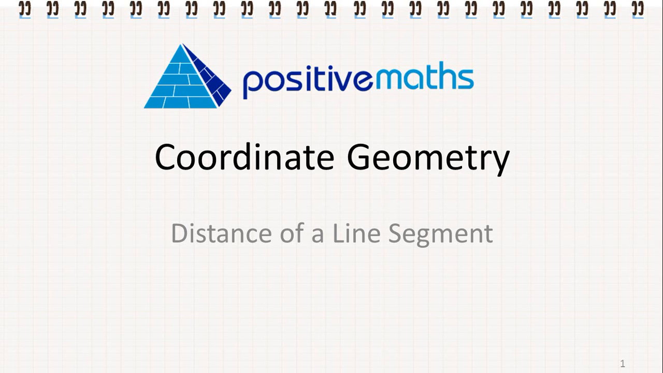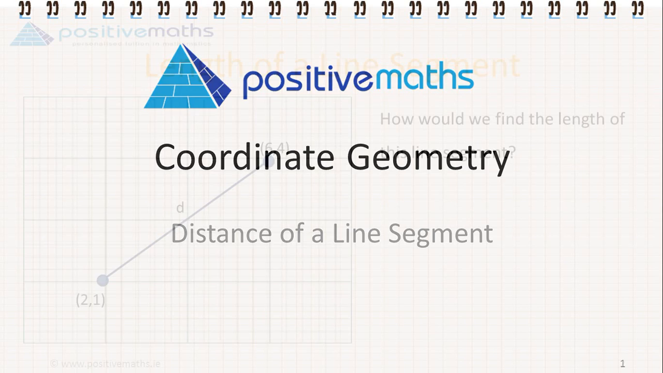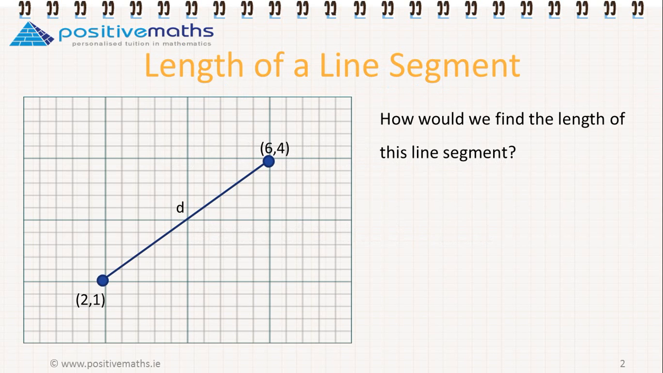In this video for Positive Maths, we're going to learn how to find the distance of a line segment. So let's consider, how would we find the length of this line segment? We have the point A, which is (2, 1), and the point B, which is (6, 4). So we're looking for the distance D. We're going to consider the theorem of Pythagoras.